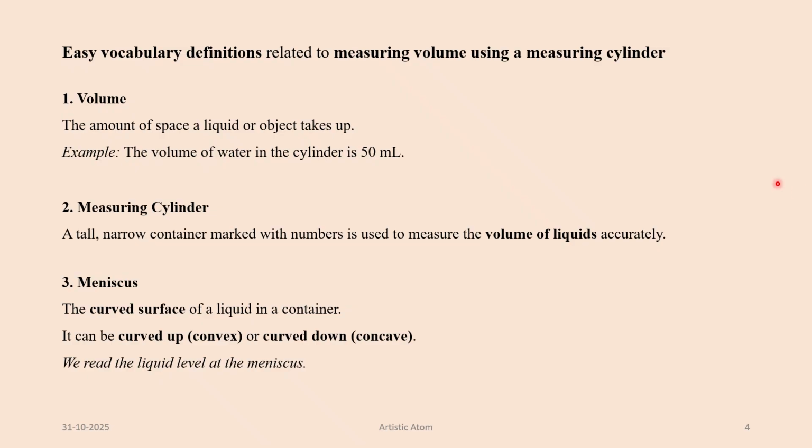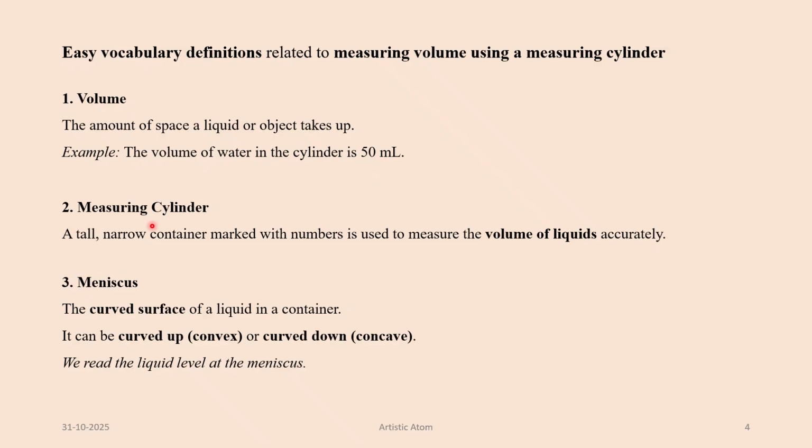Next, we are going to understand the different vocabularies or definitions that we should know while using a measuring cylinder. The first one is volume. What do you understand by the term volume? It is nothing but the amount of space that the liquid is occupying inside that particular cylinder. For example, in a cylinder, if I have poured water, I will say that the volume of that water is 50 ml.